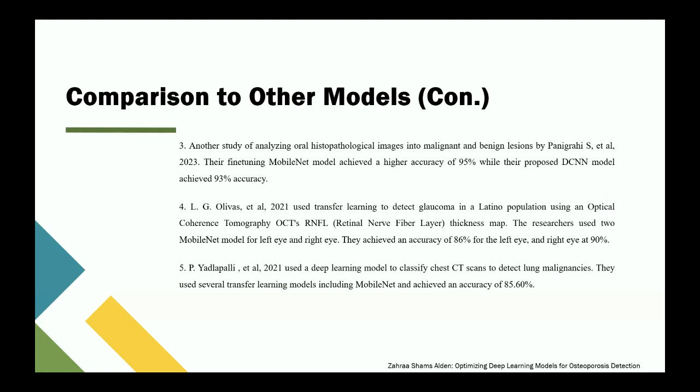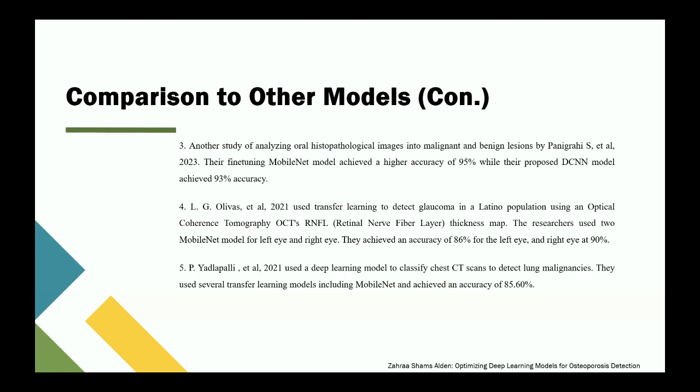Another study, which analyzed oral histopathological images to identify malignant or benign lesions, had a higher accuracy of 95%, and their proposed CNN model achieved an accuracy of 93%.